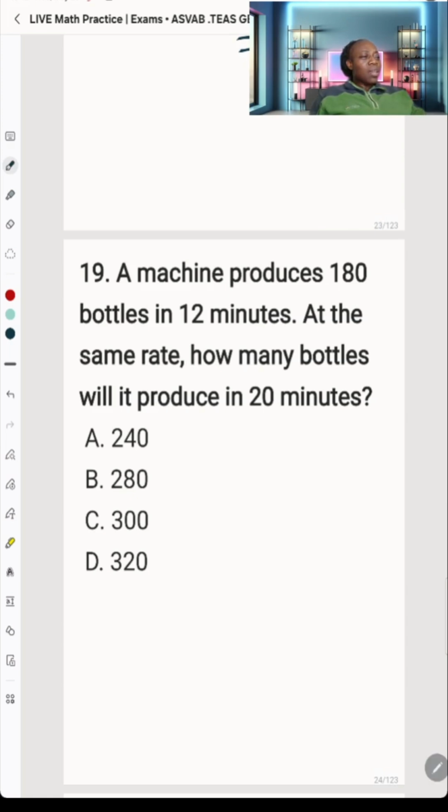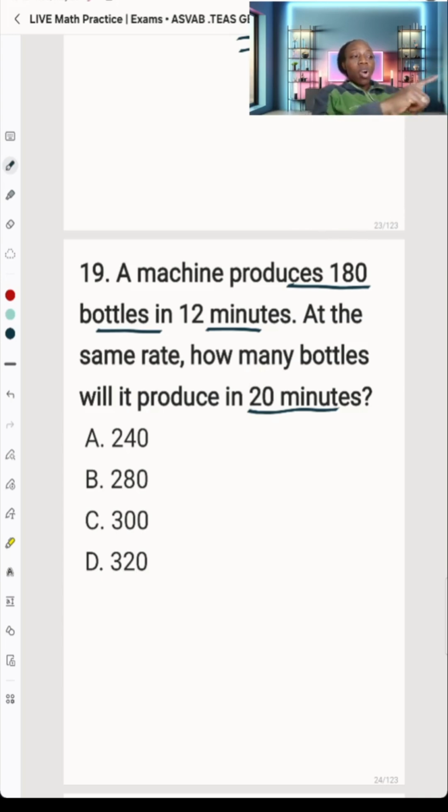A machine produces 180 bottles in 12 minutes. At the same rate, how many bottles will it produce in 20 minutes? The first thing to quickly check here: 20 minutes, 12 minutes. The two are in the same unit. So you are good with that.